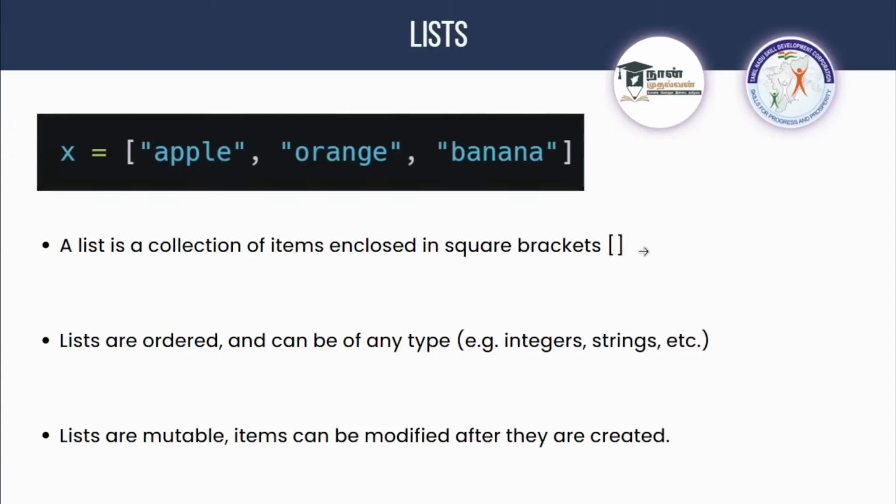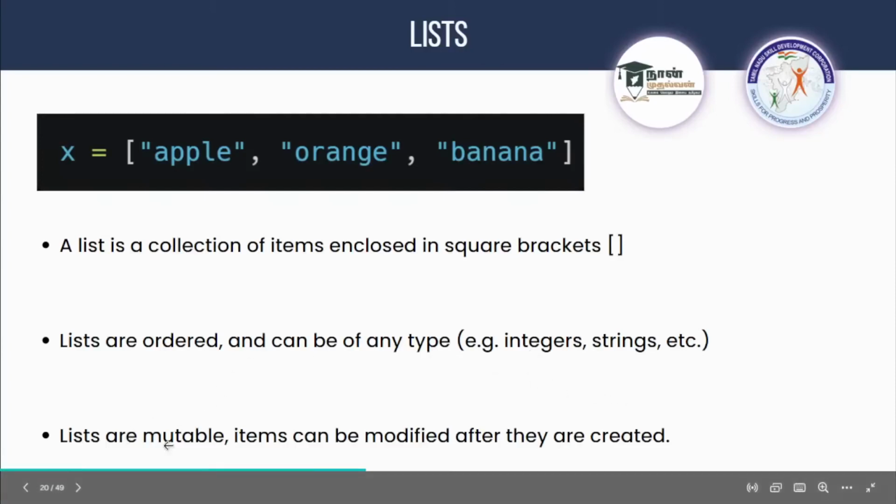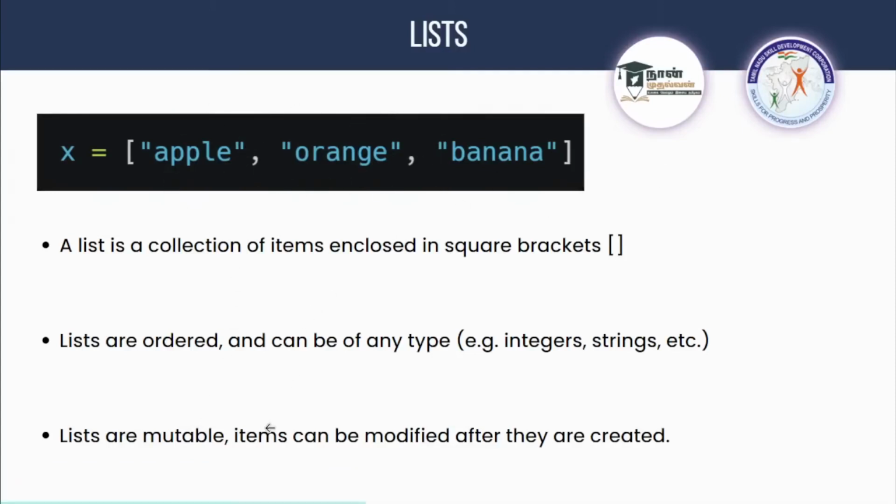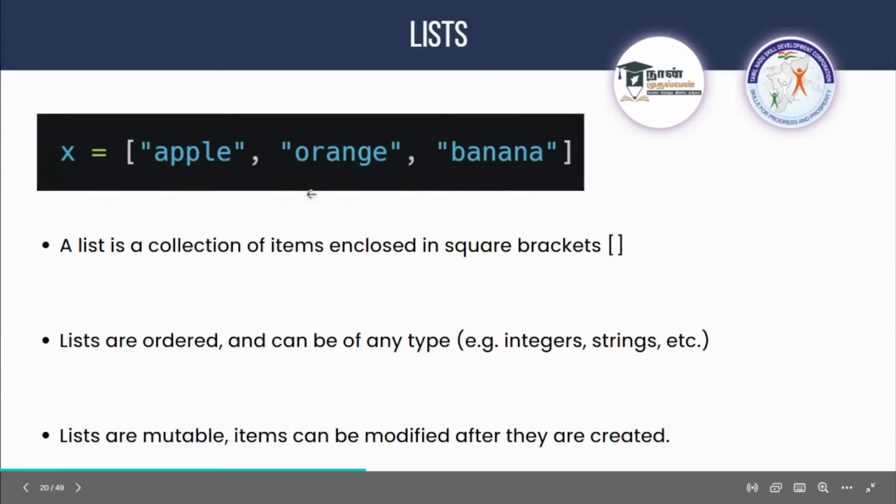We will be using some other brackets to mention some other data type. So please remember, if it is a list, it is going to be stored in square brackets. And lists are ordered, which means whatever order you are storing, it will be in that order, and it can store any data type, which means in a single list you can store an integer or a string. And the next thing is lists are mutable. Mutable means you can change, you can alter this once you create it. Items can be modified after they are created. So that's what a list is.